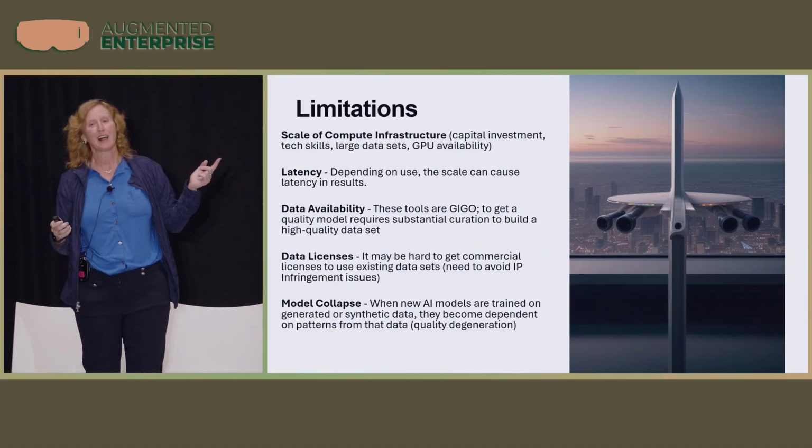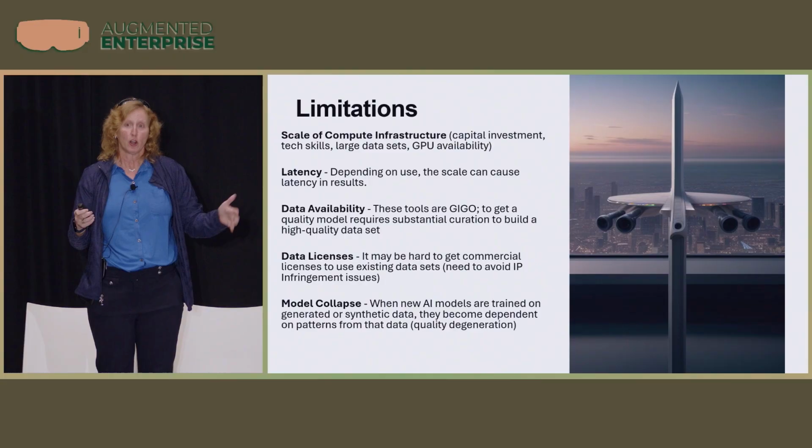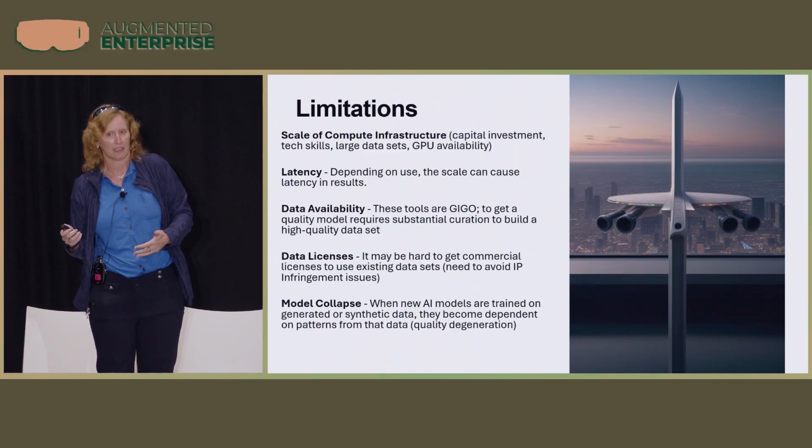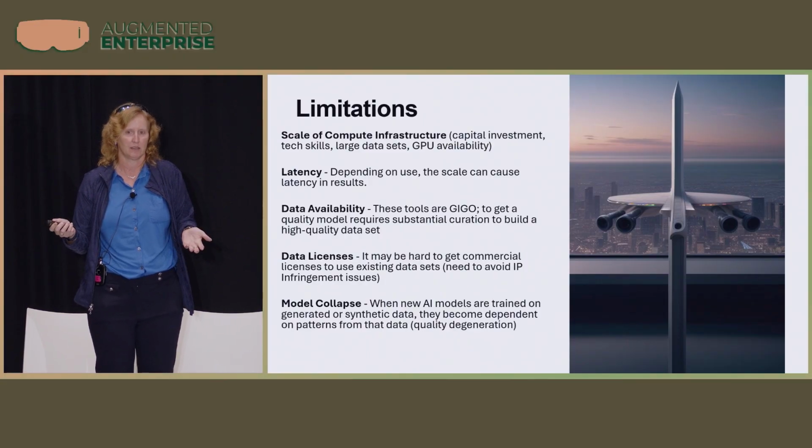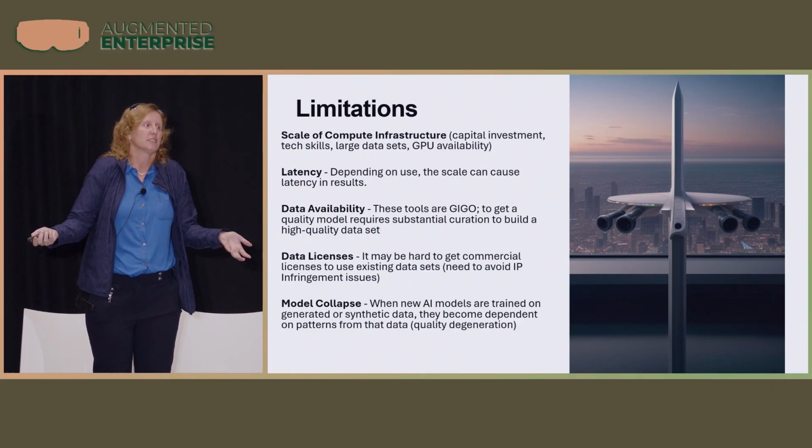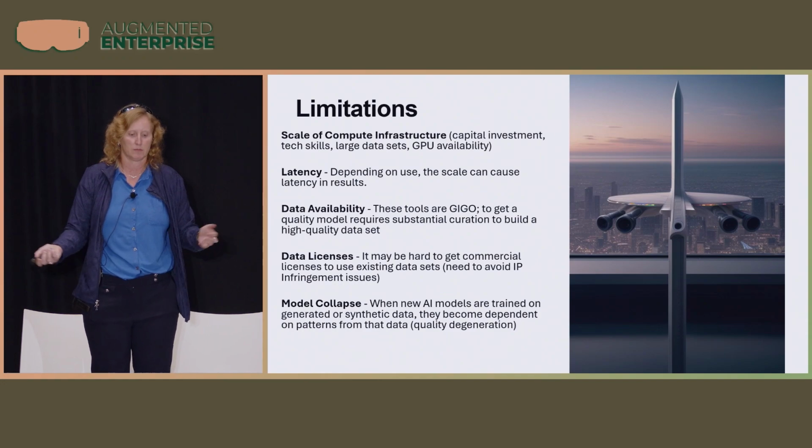So that model collapse is, eventually, I don't have enough good data to give you good answers. Same with dead internet. At some point, the internet is full of slop. There are no more good answers. Nobody uses it. So now what?